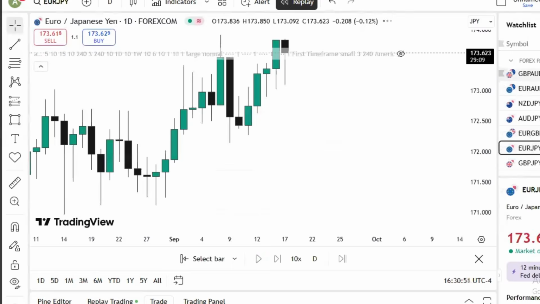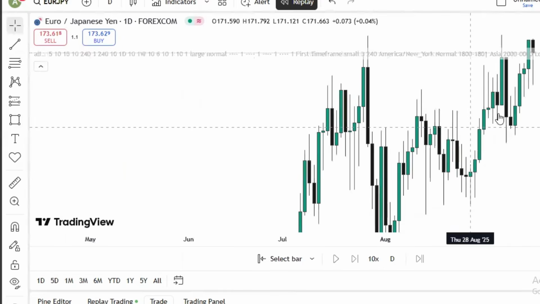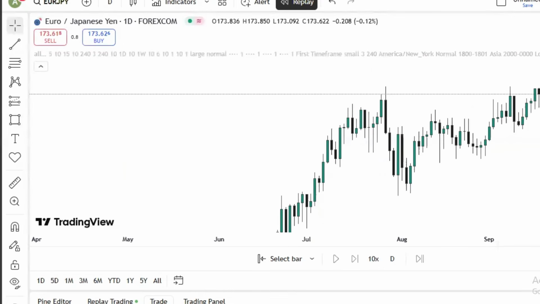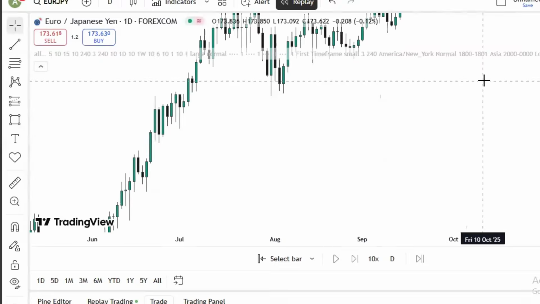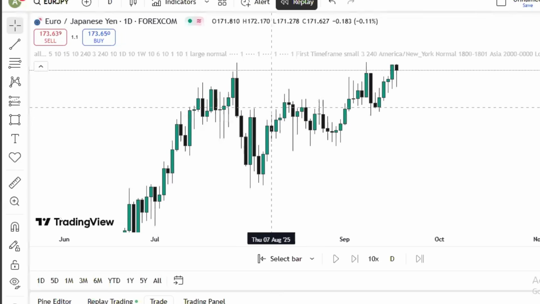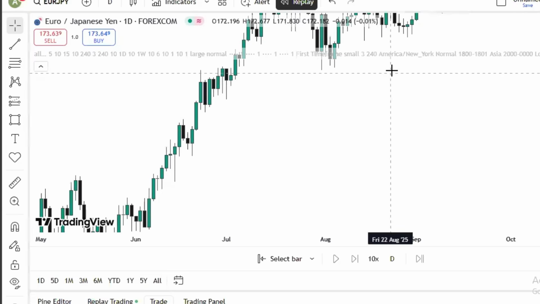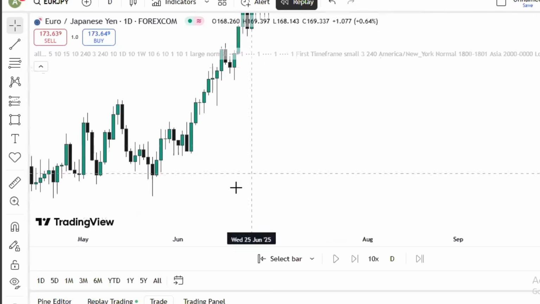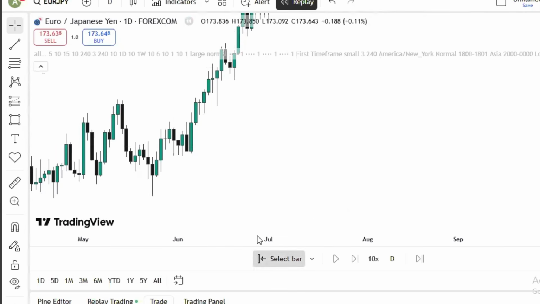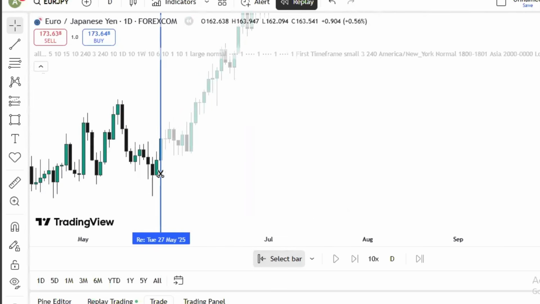So let's look at Euro JPY. Let's do our last example on this. This pair isn't that clear. I have one. Okay. So I want you to look at the same scenario over here, right?